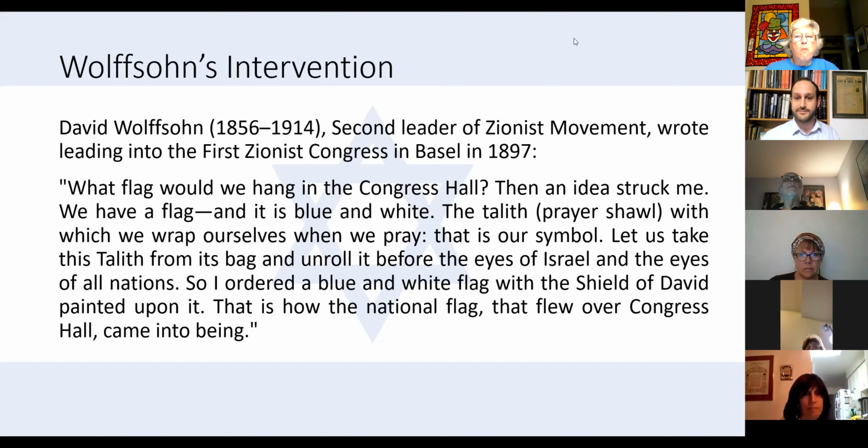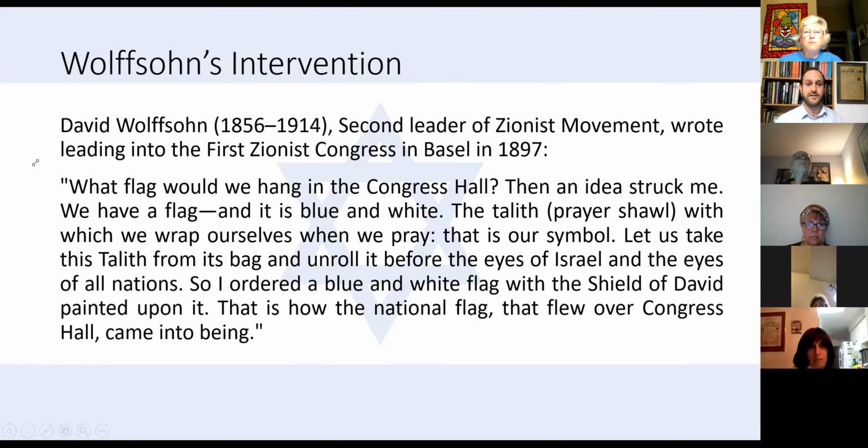What does he say? This is in his own journals that were published shortly after, I believe in the mid 1930s. So what flag would we hang in the Congress Hall? Then an idea struck me. We have a flag and it is blue and white. The talith prayer shawl with which we wrap ourselves when we pray, that is our symbol. Let us take this talith from its bag and unroll it before the eyes of Israel and the eyes of all nations. So I ordered a blue and white flag with the shield of David painted upon it. That is how the national flag that flew over Congress Hall came into being.